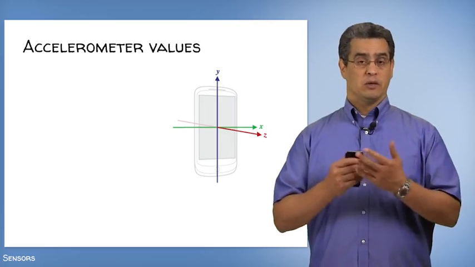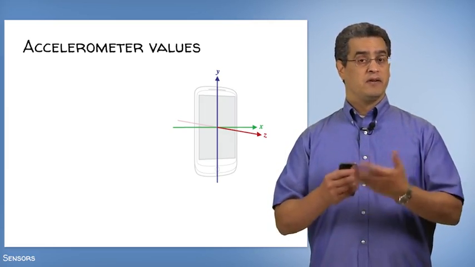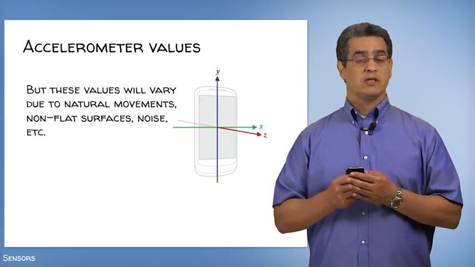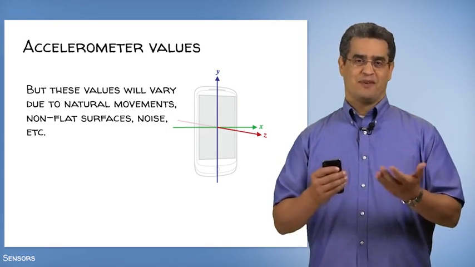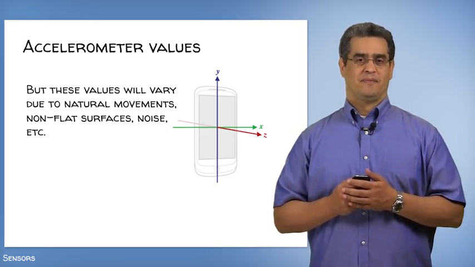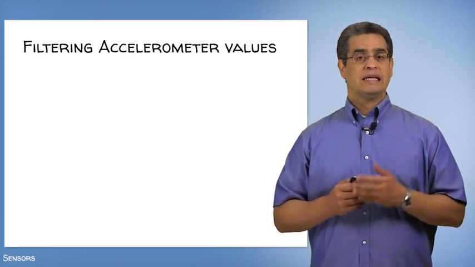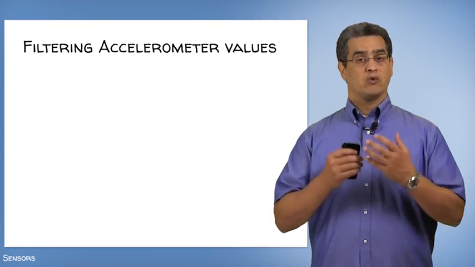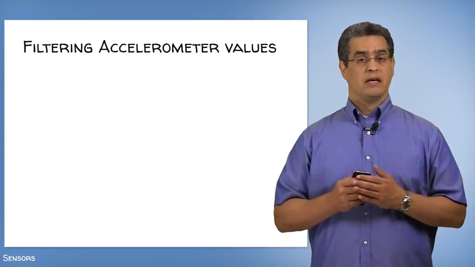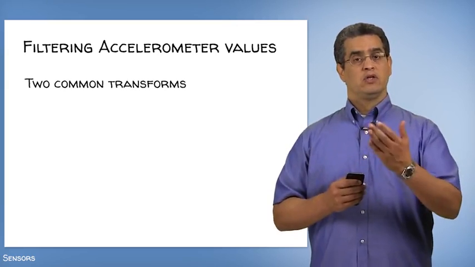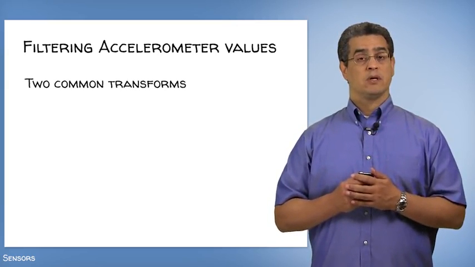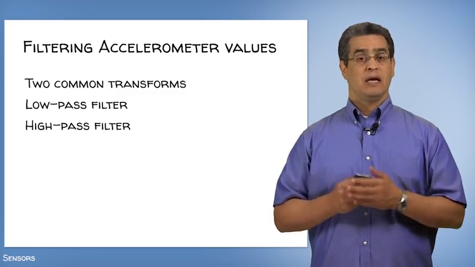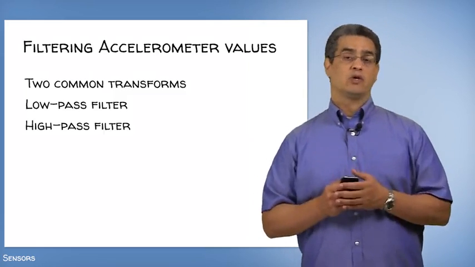All applications will experience this kind of thing due to natural user movements, non-flat surfaces, electrical noise, and so forth. When creating sensor-enabled applications, developers will often apply transforms to the raw data to smooth it out. Two common kinds of transforms are called low-pass filters and high-pass filters. Let's talk about each one of those one at a time.